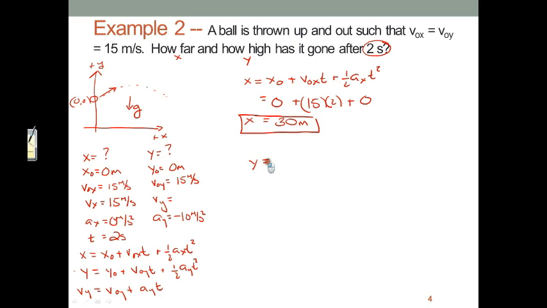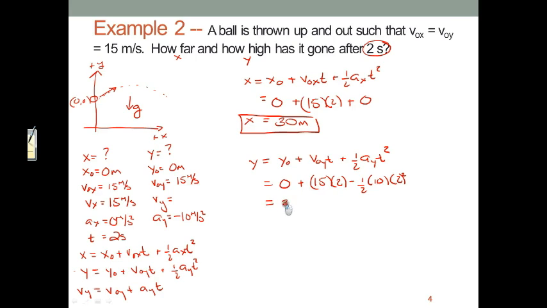Finding y, I use the middle equation. So y naught is 0 because I set it that way. V naught y is 15. T is still 2. Acceleration due to gravity is negative 10, so I'm going to stick the negative out in front. Put the 10 here. Right, and t is 2 squared.